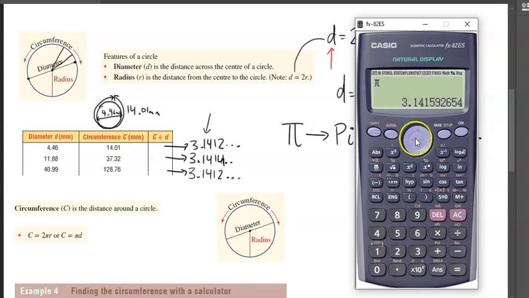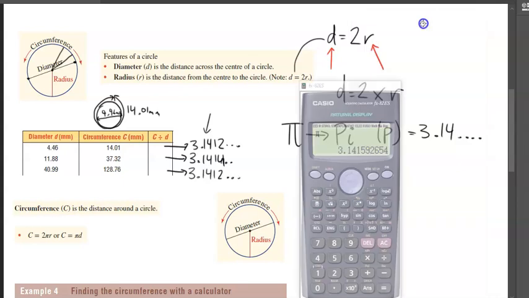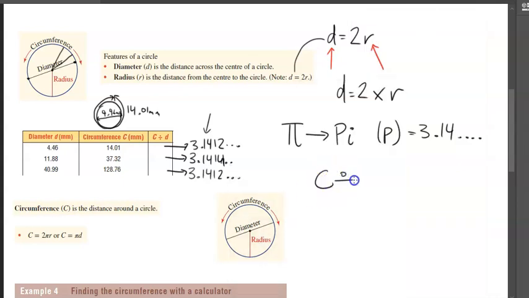Alright, so now that we know that the circumference divided by the diameter is equal to pi, we can manipulate this equation to help us figure out how to work out the circumference of a circle if we know what the diameter is. So if we need to find the circumference of the circle and we know its diameter, we can use these two formulas here.